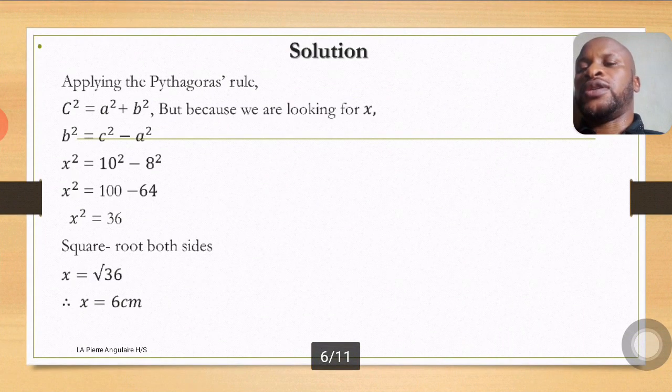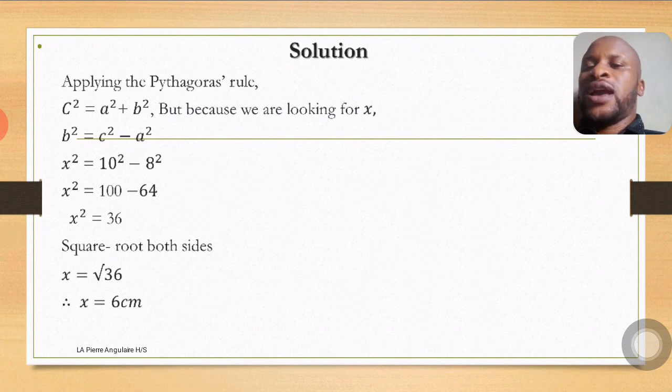Now, solution. Applying the Pythagoras rule, you have c squared equals a squared plus b squared. But because we are looking for x, which is one of the adjacent sides, it is going to change to b squared equals c squared minus a squared. Now, instead of b, I represent my b as x. So x squared equals c squared, which is 10 because 10 is the hypotenuse, so 10 squared minus 8 squared.